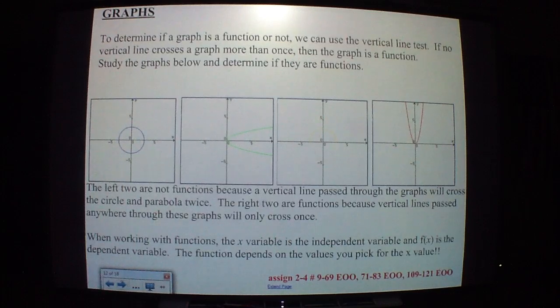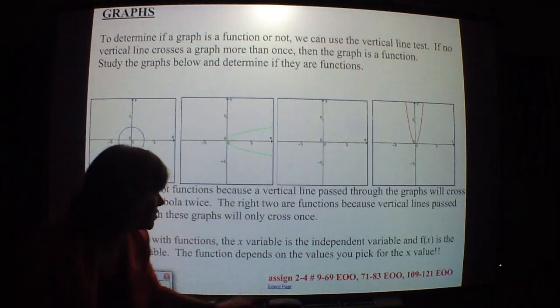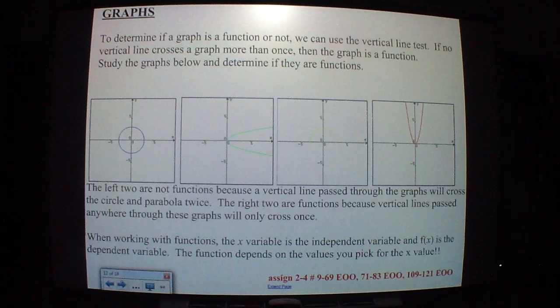You can look at graphs and say, okay, is this a function or not? There's something called the vertical line test. Okay? So to determine if a graph's a function or not, we can use a vertical line test. If no vertical line crosses the graph more than once, then the graph is a function.